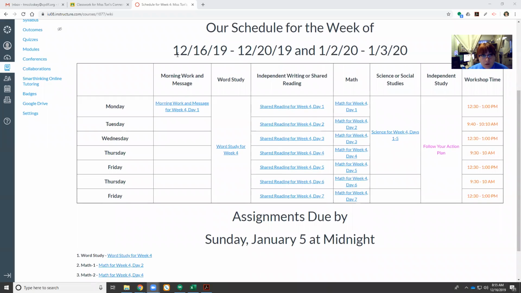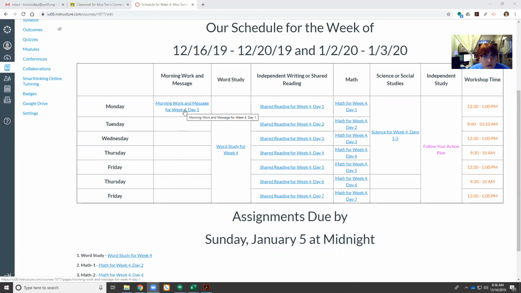Okay, so this is our schedule for 12/16/19, which is today, through 12/20/19, which is Friday, as well as the 2nd and the 3rd. That's next Thursday and Friday, the next time we're back. So all this week, and then we have a break for a week and a half, and then you come back and you have 2 days of school, Thursday, Friday. So your schedule I have up here for this week and those 2 days. So Monday, Tuesday, Wednesday, Thursday, Friday, Thursday, Friday. So they're all here so you can work ahead if you'd like.